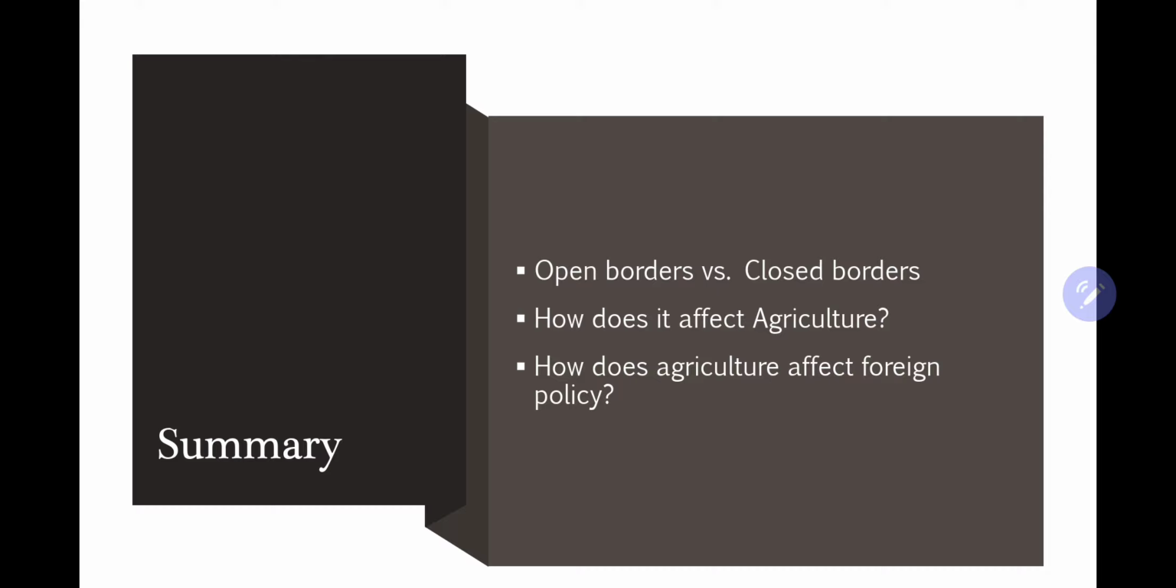So when we're talking about the summary, and we're just kind of summarizing everything in this, you got to look at open borders versus closed borders. That's the big issue. How does it affect agriculture? How does immigration affect agriculture? How does it affect agriculture production, and in what ways, and how does agriculture affect foreign policy? Can it affect foreign policy? You got to ask those questions when you're summarizing this.